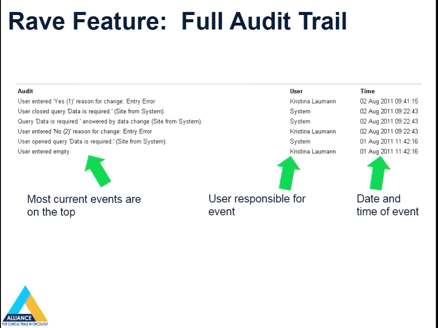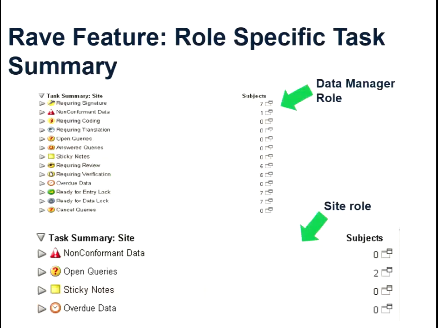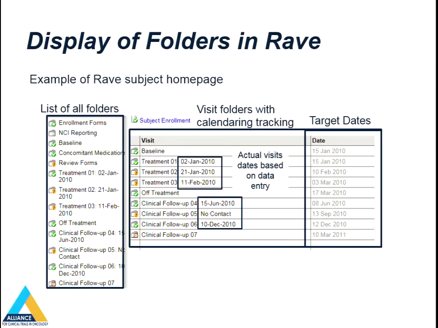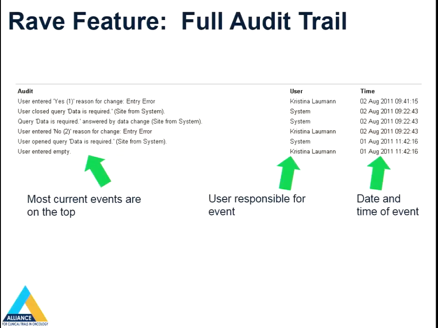So another feature of RAVE is there's a full audit trail. So you simply, I'm going to go back here for a second, you simply click on any of the icons when they're displayed on the form. And you can get to an audit trail, which shows you the most current events start on the top, and it shows you a full set of audits that have occurred, who was responsible for those particular events, and the date and time they happened. So that can be handy if you're trying to understand why changes were made to data.